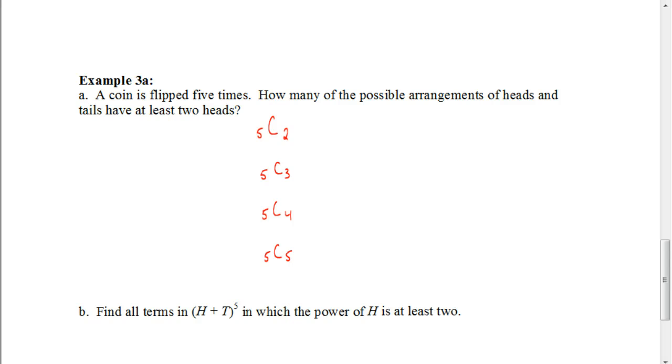And 5 choose 2, that would end up being 10. 5 choose 3 is also 10. 5 choose 4 is 5, and 5 choose 5 would be 1. And to find the total possible arrangements, then we would just add these together and get 26. So it would be a total of 26 possible arrangements here. We would have at least 2 heads if we flipped a coin 5 times.